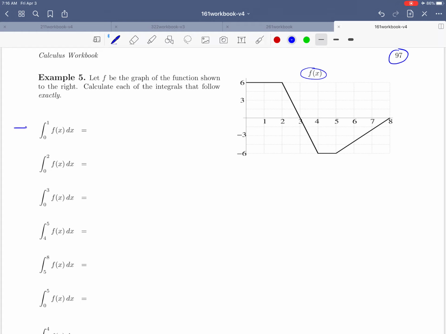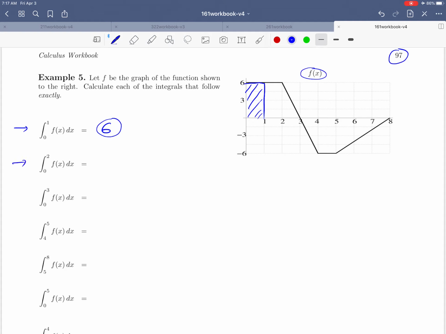Okay, so let's start with the integral from 0 to 1 of f of x. Our function is positive between x equals 0 and 1, and so we're talking about the area under our curve just between 0 and 1. If we shaded it, it would look like that. And the question is, how much area is that? Well, notice that that's a rectangle that has a height of 6 and a width of 1, so we should just get an area of 6 times 1, which is 6, for our answer.